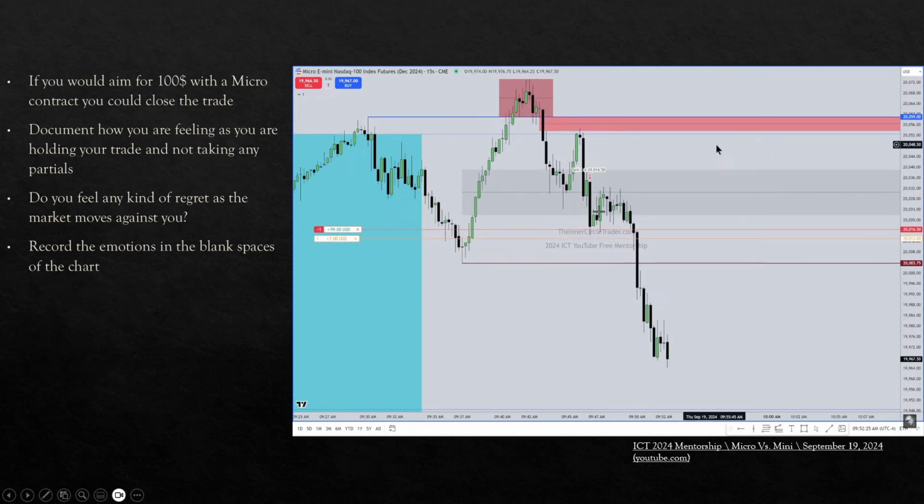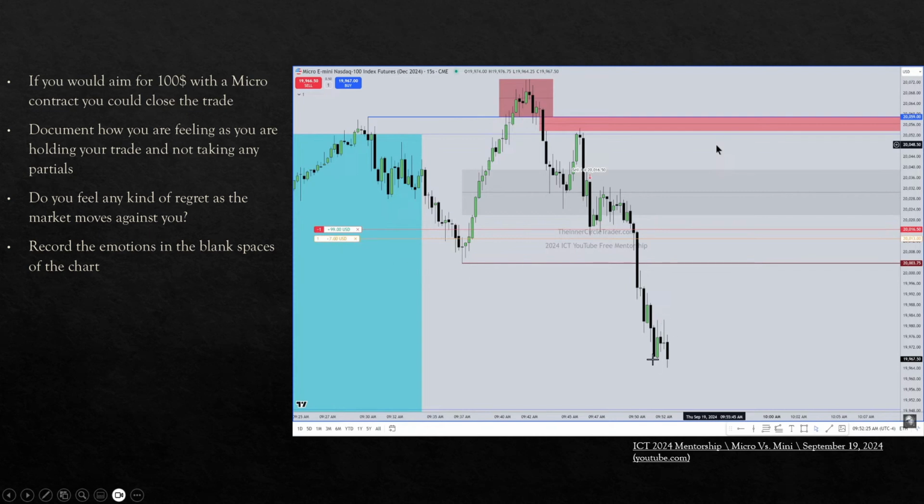So ICT is short, we're $99 in profit. And if you would aim for $100 with a micro contract, again, he said he will trade the micro mini NASDAQ, and that's what he did. He's short one contract with the micro, and you can see if your aim was to make $100 a day, then you would have closed the trade right here. But he held the trade. Again, you see stop loss already at break even.